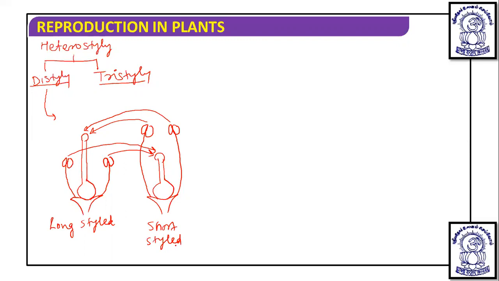But in tristyly, you will find the presence of three types of flower. How they are going to pollinate, we have to discuss.